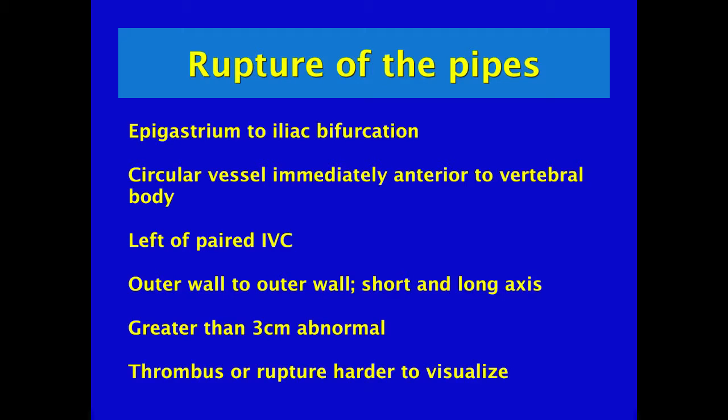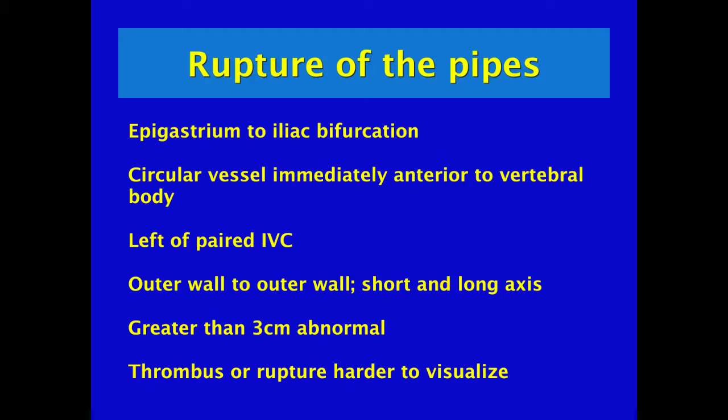So in discussion of important points, remember that you must obtain these images from the epigastrium all the way to the iliac bifurcation. It's a circular vessel immediately anterior to the vertebral body, left of the paired IVC. Remember to get the IVC and aorta relationship. Remember to measure outer wall to outer wall in the short and long axis, although the short axis is preferred.